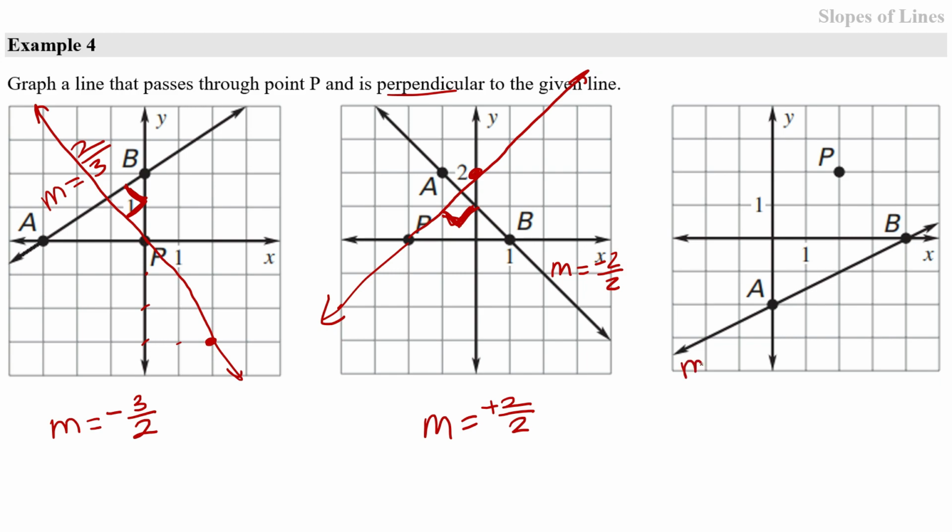We had said the slope was up 2 and over 4, 2/4. And so if I get the negative reciprocal, it's going to be negative 4/2. And so it's going to go down 4 and over to the right 2. So 1, 2, 3, 4, and over to the right 2 will land right there. Okay? And those two lines are going to be perpendicular.